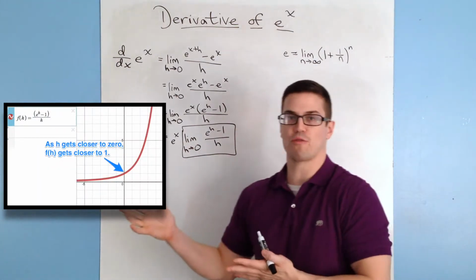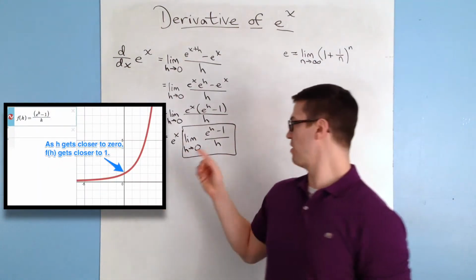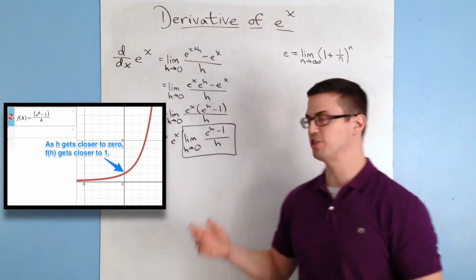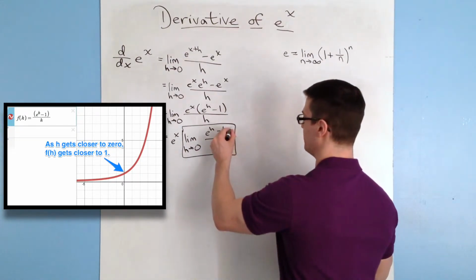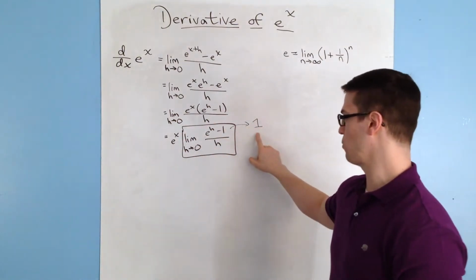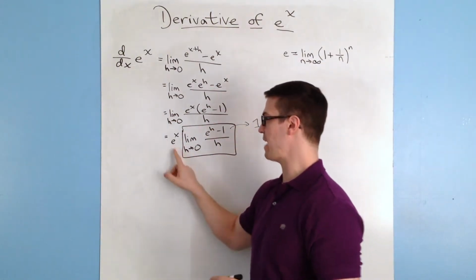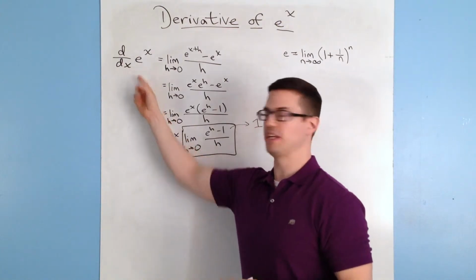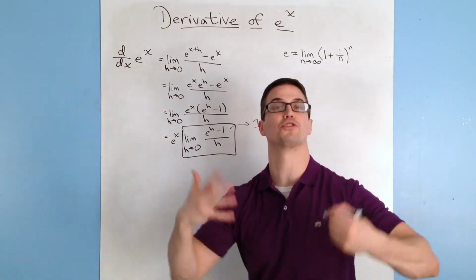As you can see from this graph, as h is getting closer to 0, the limit, the function, ends up becoming equal to 1. So this whole thing right here in the box ends up being equal to 1. So 1 times e to the x would get you that the derivative of e to the x is equal to e to the x, which is correct.